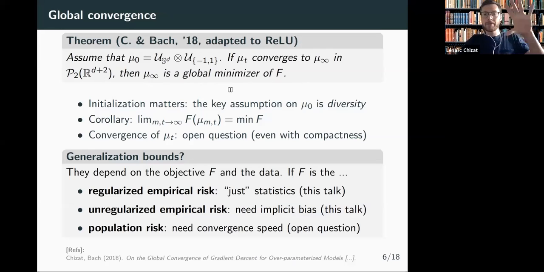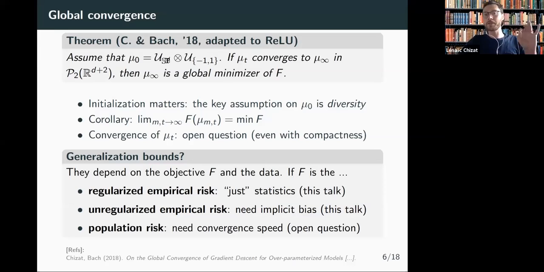First, f is not a convex objective function in the space of probability measures with the geometry that is of interest to us. So it's a non-convex dynamics. It admits some non-optimal stationary points. So we have to have a condition on the initialization to be able to talk about global convergence. And here the condition that we have is that at initialization, we should have enough diversity in the weights.